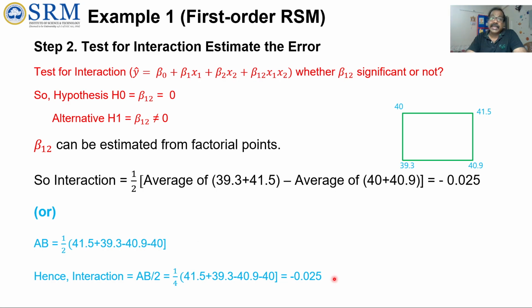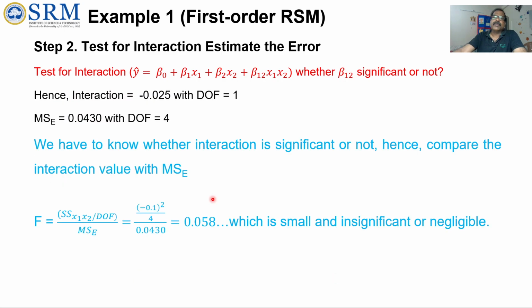Whether it is significant or not, we need to find. Once we calculate the interaction, the degrees of freedom will be 1. The mean square error which we calculated from step 1 is 0.0430, and its degrees of freedom is 4. For interaction, since we have two factors, the degrees of freedom will be 1. Degrees of freedom for the whole is 4.